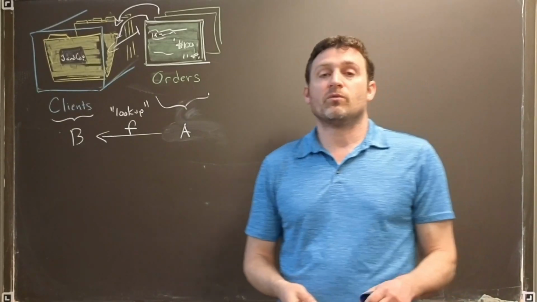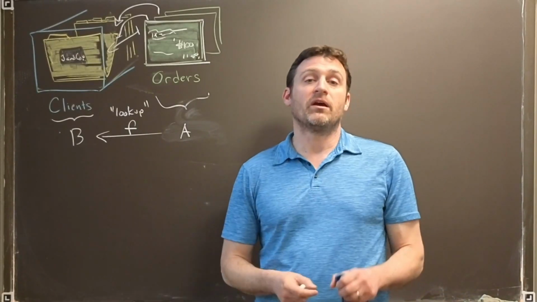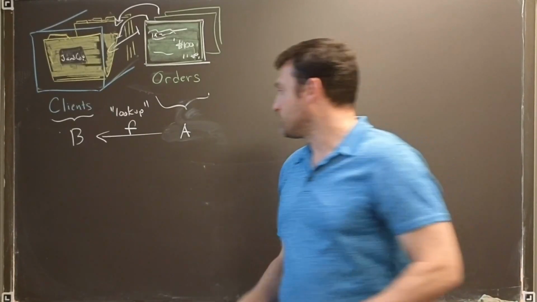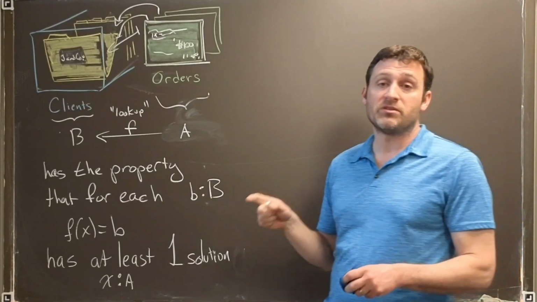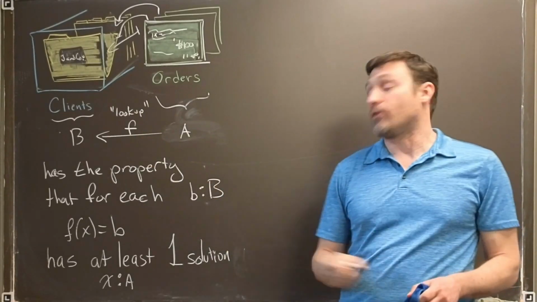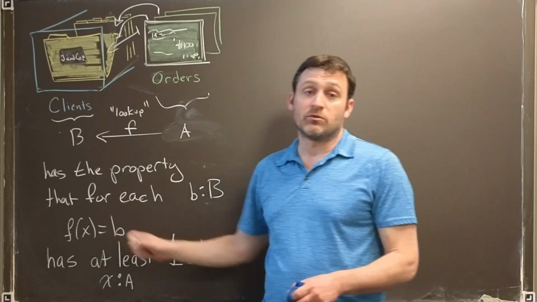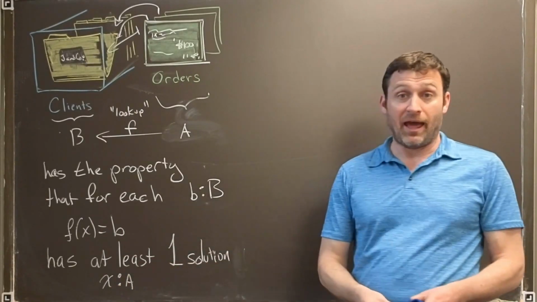In our situation, what do we notice? If we start with any particular client, we can guarantee that there is an order to match it. Otherwise, they wouldn't be a client. Standing back to see this in abstract form, we could be describing a class of functions f from A to B with the property that for every little b of type big B, the equation f of x equals b has at least one solution, little x, type big A.